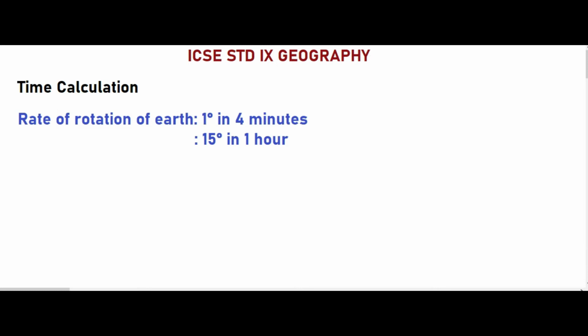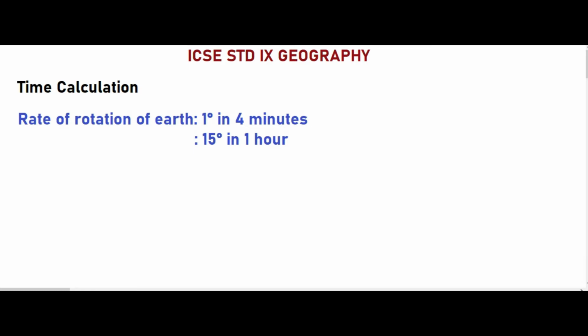Hi everyone. Here we are going to discuss the time calculation. So before we learn about time calculation, we should know these two things. That is the rate of the rotation of the Earth. So the Earth is rotating 360 degrees in 24 hours.